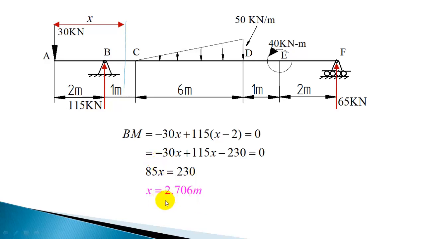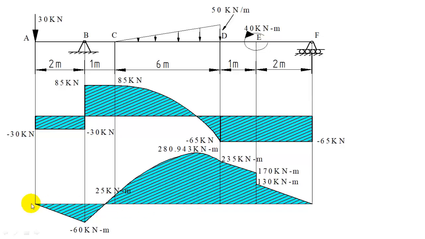So at a distance of 2.706 meter, the bending moment is changing its sign. That is the point of contraflexure. So this distance is 2.706 meter, where bending moment is changing its sign. The point where bending moment changes its sign is known as point of contraflexure. So point of contraflexure is 2.706 meter from left end.